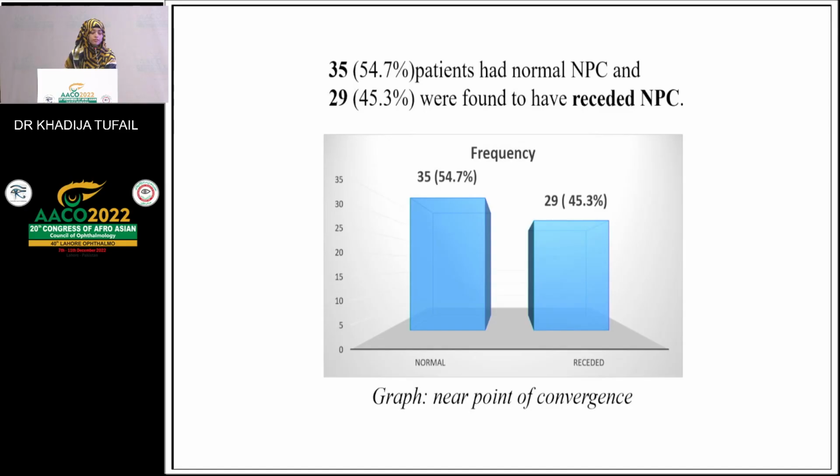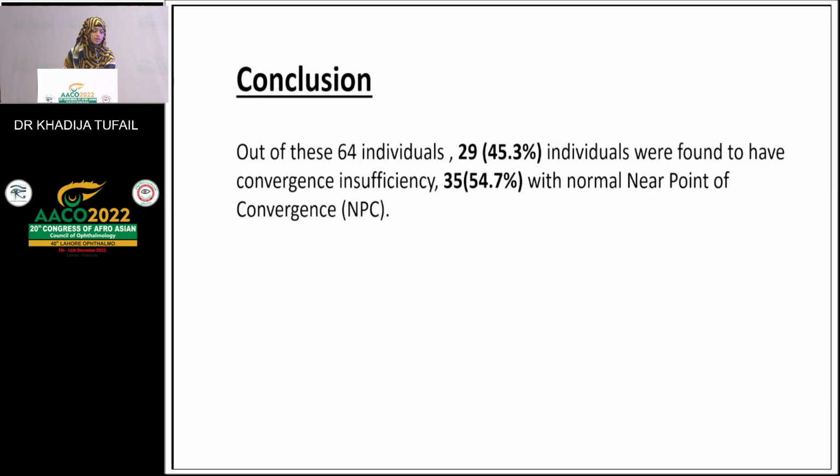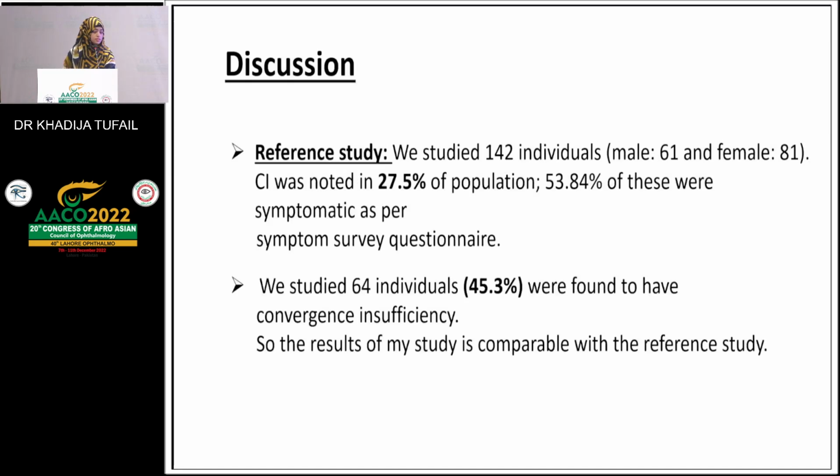So 35 patients had normal near point of convergence, and 29 patients were found to have receded near point of convergence. So my conclusion was that out of these total 64 individuals, 45.3% of individuals were found to have convergence insufficiency, and 54.7% with normal near point of convergence.